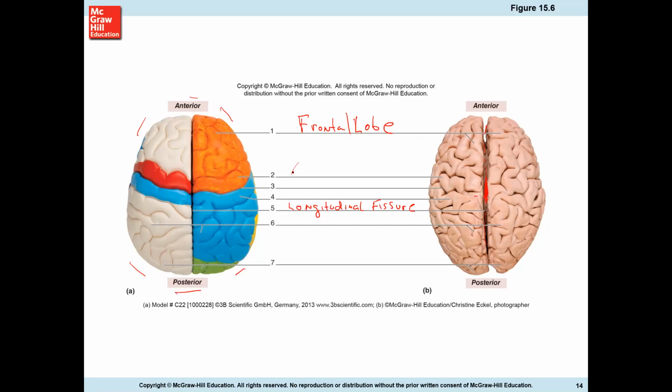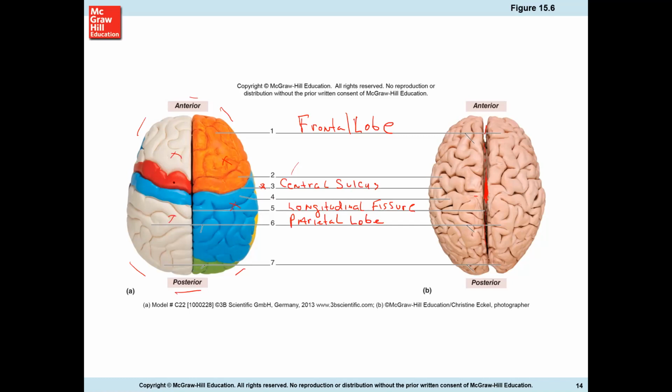So another sulcus, and this is really important. There's a sulcus that separates the frontal lobe from the parietal lobe. Just to show you where the parietal. And this sulcus, number 3 here, is called the central sulcus. Makes sense, right? So pay attention here. So the central sulcus separates the frontal lobe from the parietal lobe on both sides.